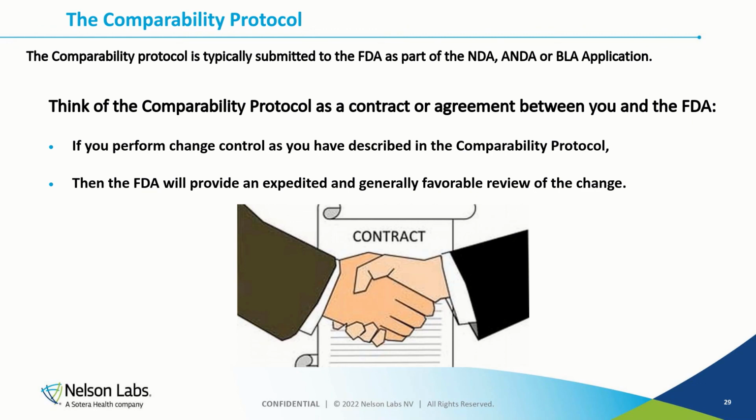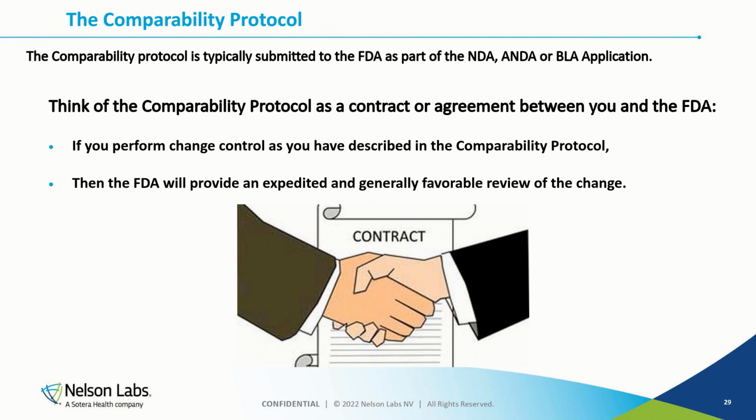Okay, so what's the great thing about the comparability protocol? Well, the great thing is if a comparability protocol is submitted to the FDA as part of an NDA, an ANDA, or a BLA application, the comparability protocol becomes a contract or an agreement between you and the FDA. And the terms of that agreement is you will perform change control exactly as you have described it in the comparability protocol. So the comparability protocol may include a change control process, just like I described in the first part of this presentation, how you decide whether you need to do extractables testing or not.